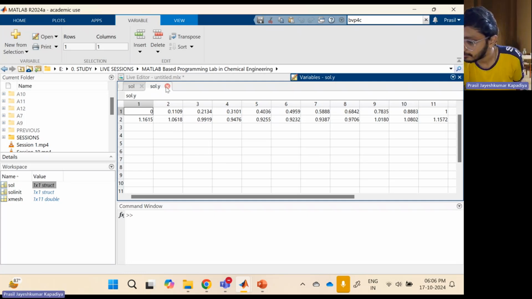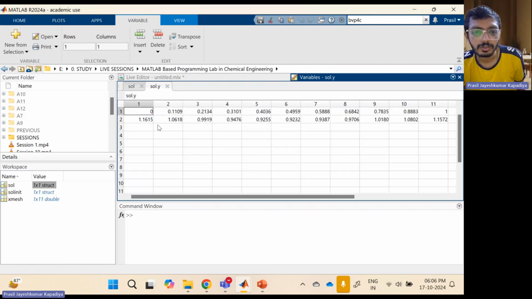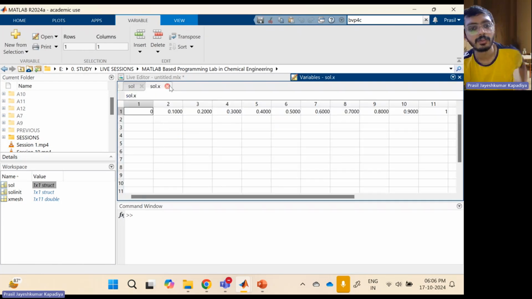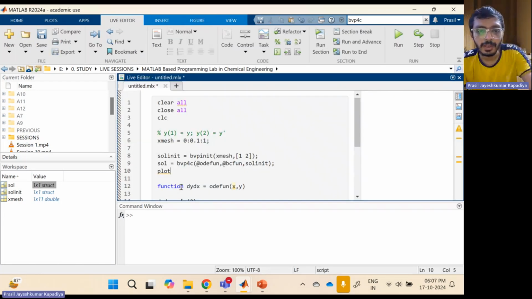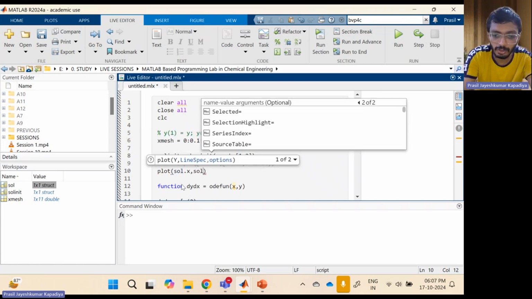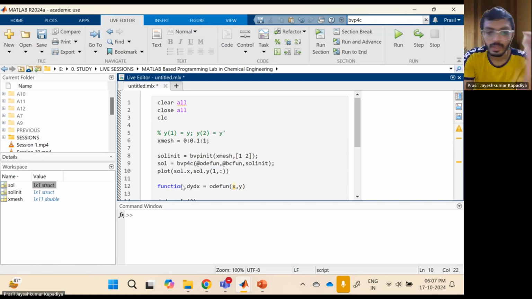Sol.y of first row. And here sol.x. So on my x-axis it will be sol.x. On my y-axis it is sol.y of first row and all columns. Correct.